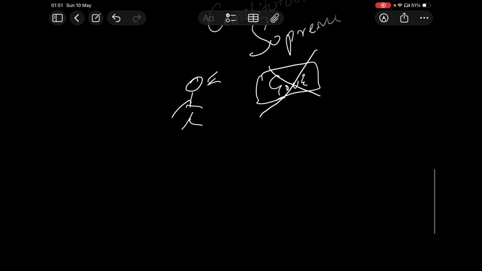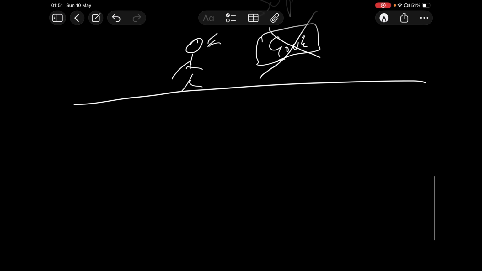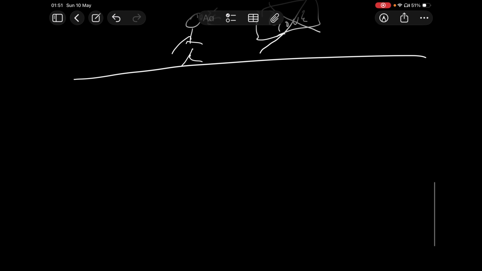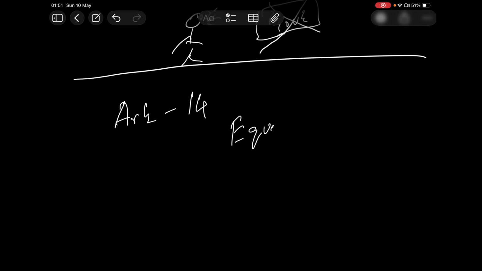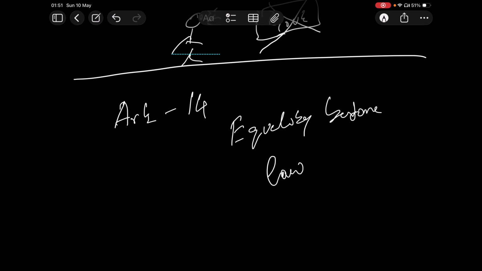Okay. Now, let us go to Article 14. Here, Article 14 talks about equality. Equality before law, and equal protection of laws.